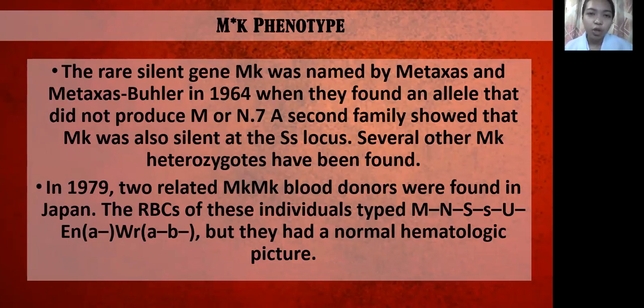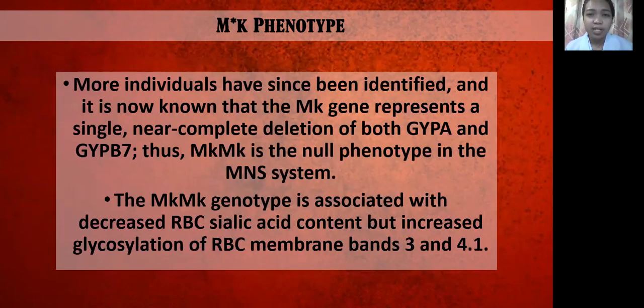So in 1979, two related MK blood donors were found in Japan. The RBCs of these individuals typed M negative, N negative, S negative, s negative, U negative, En(a) negative, Wr(a) negative, but they had a normal hematologic picture. More individuals have since been identified, and it is now known that the MK gene represents a single near complete deletion of both GYPA and GYPB. Thus MK is the null phenotype in the MNS system.